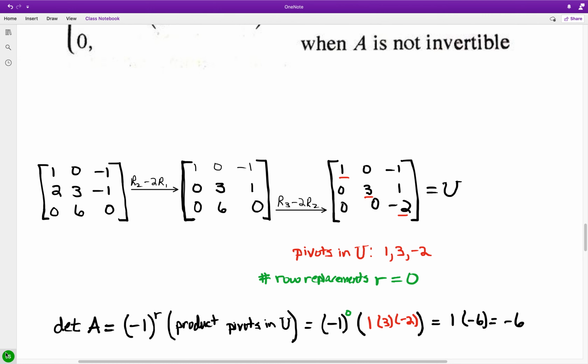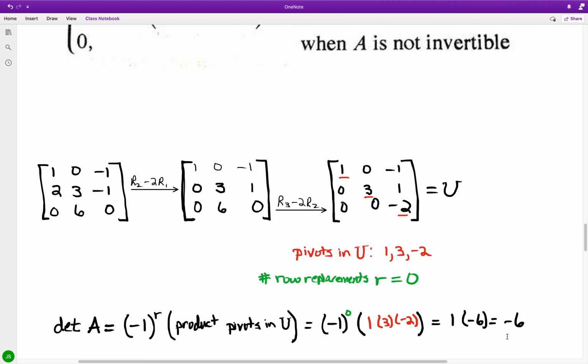So for the value of the determinant of this matrix, we have -1 to the R becomes -1 to the 0, and any non-zero number to the 0 power becomes 1. For the product of the pivots, we have 1 times 3 times -2, which is -6. 1 times -6 is equal to -6. So that would be the value of the determinant.